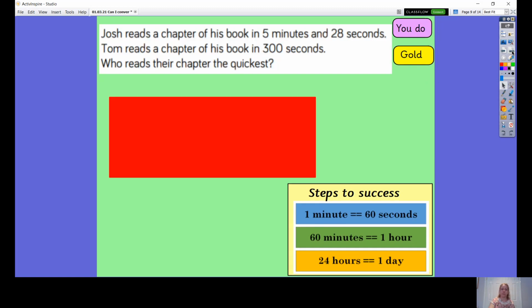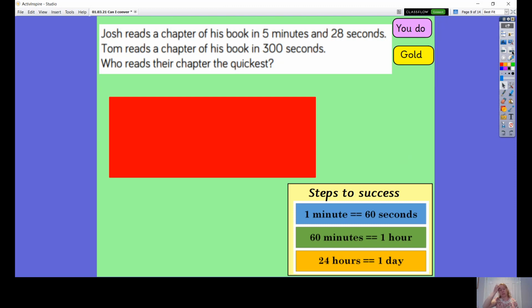So let's move on. Don't panic about this looks really tricky, and it's really not that tricky. Josh reads a chapter of his book in 5 minutes and 28 seconds. Tom reads a chapter of his book in 300 seconds. Who reads their chapter the quickest?